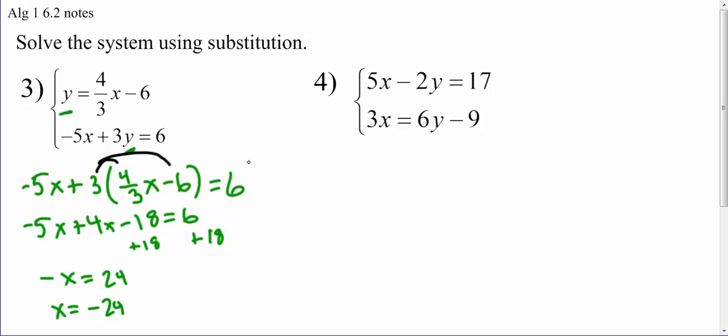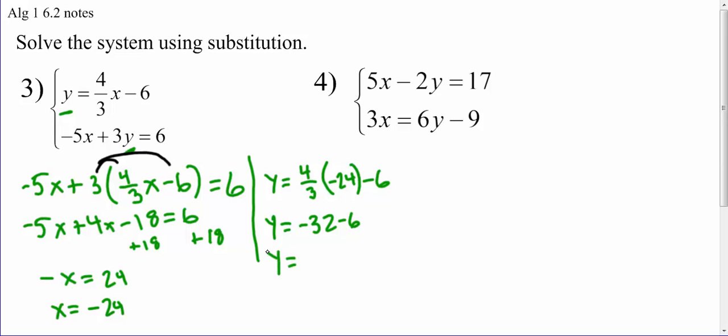Now again, I have to kind of go back to the beginning, give myself a little space here. I'm going to use the first equation. Some of you may prefer the second. That would be totally fine. And I'm going to plug in negative 24 for x. So y then would be, well, 1/3 of 24 is 8. 4/3 then would be negative 32 minus 6, and y then is negative 38, and there is my solution, negative 24, negative 38.